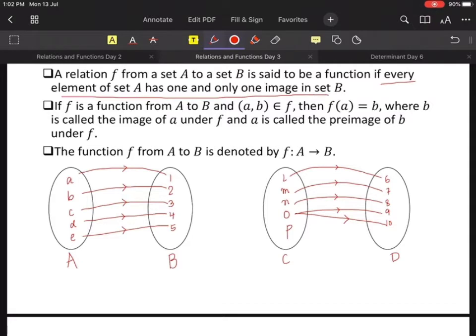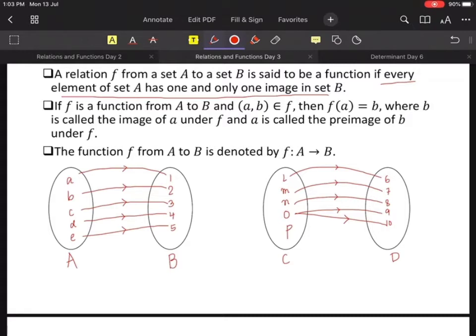The most important criterion for a function is what? Each and every element of A has one and only one image in set B. Now look at here. Is this condition satisfied or this condition satisfied? Which one is the function among both of them? Is A to B a function or C to D? A to B is a function.